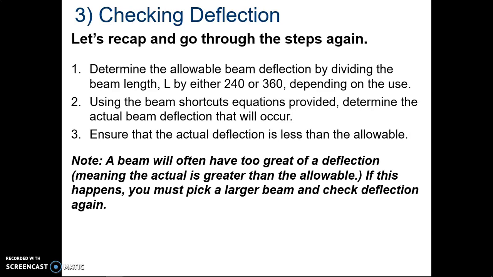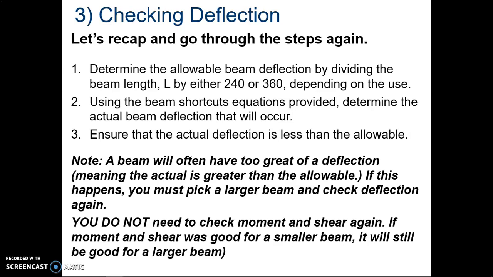Disclaimer, beams will often have too much deflection, meaning the actual is greater than the allowed. This will happen a lot. And if this happens, you're going to have to pick a larger steel beam and then check deflection again. However, you do not need to check moment and shear again. If the moment and shear was good for a smaller beam, it's still going to be good for a larger beam. You're just checking the new deflection.